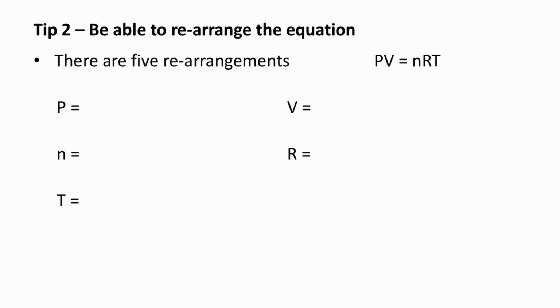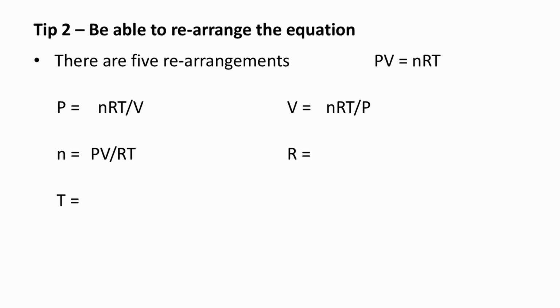Tip number 2, you have to be able to rearrange the equation. There are 5 rearrangements. Let's go through each one using PV is equal to nRT as a starting point. To make P the subject, divide both sides by V, giving P is equal to nRT over V. To make V the subject, divide both sides by P, giving V is equal to nRT over P.